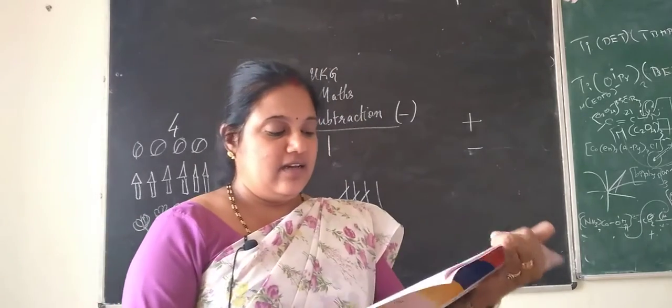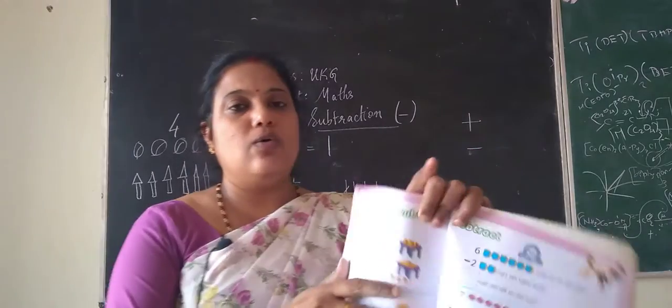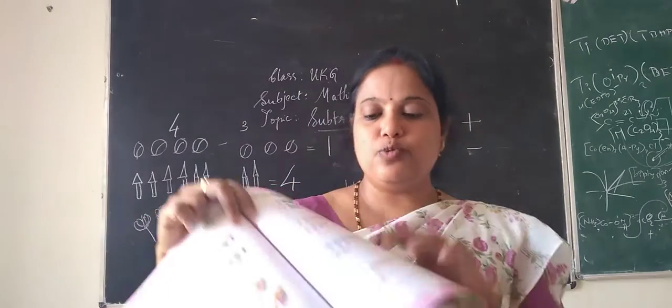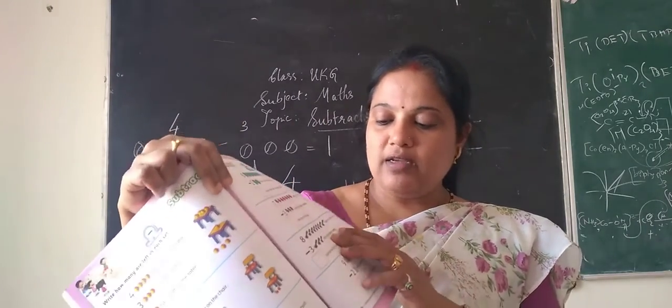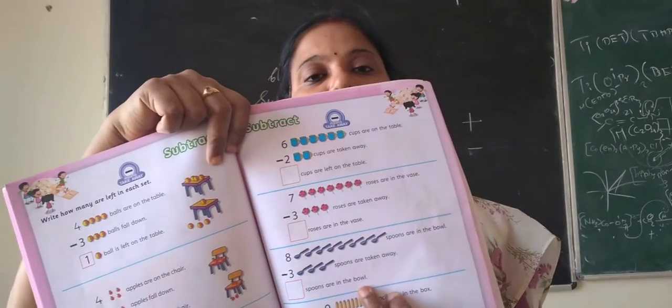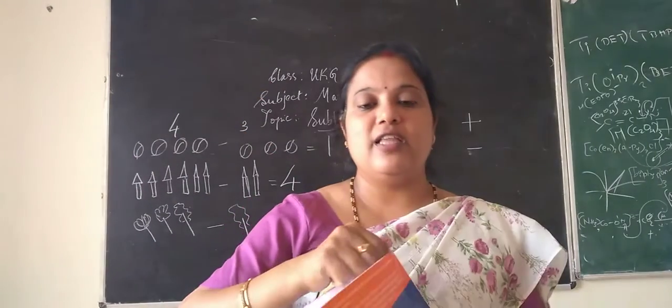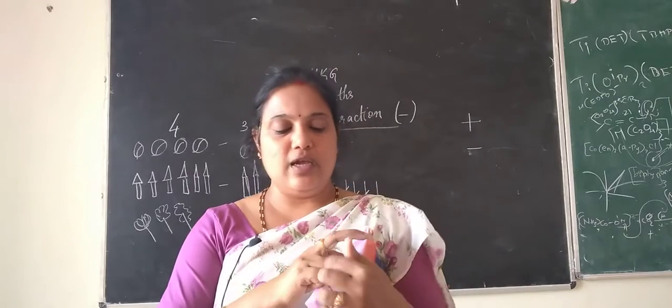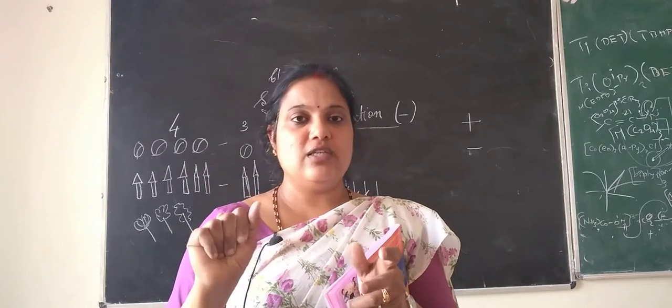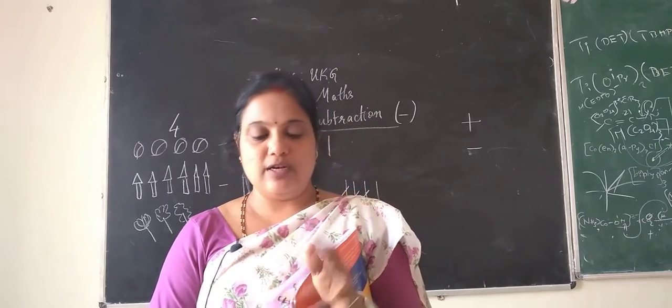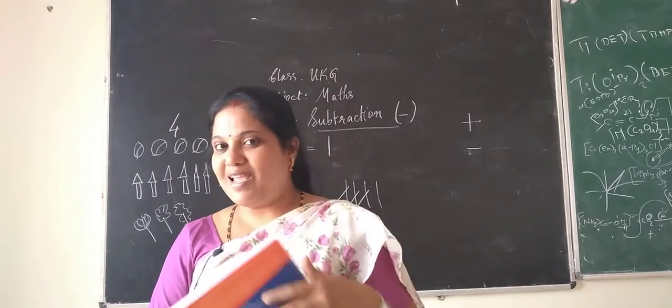Let's see. 8 spoons are in the bowl. There were 8 spoons in the bowl and 3 spoons were taken away. Out of 8 they have taken 3 spoons. 3 is already removed, then remaining is 5.